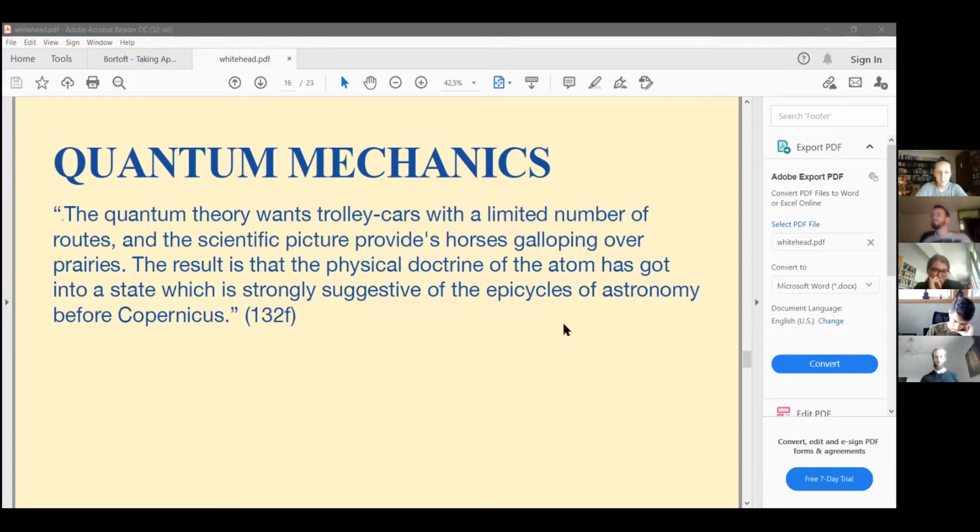So basically the problem is that the quantum theory wants trolley cars with limited numbers of routes, and the scientific picture provides horses galloping over prairies, right? So even though Bohr is inspired by this materialist doctrine, he literally goes for epicycles of the quantum world, right? So the orbits of the electron.